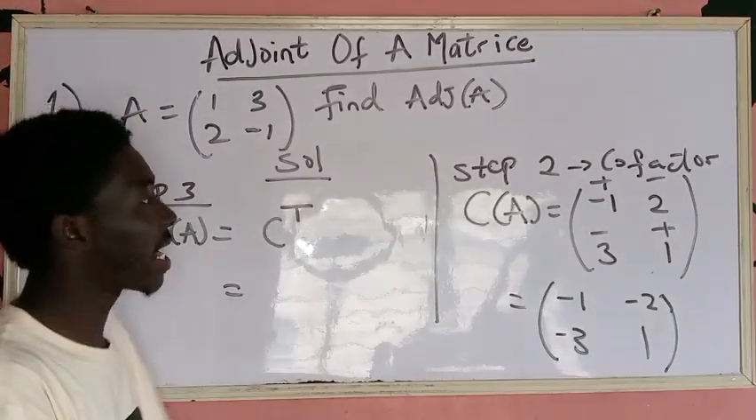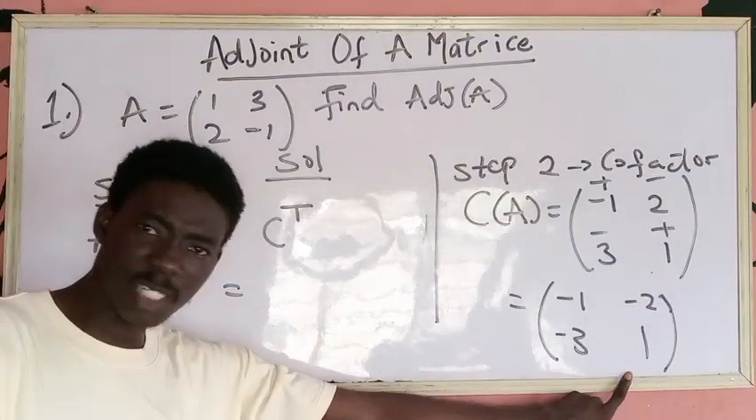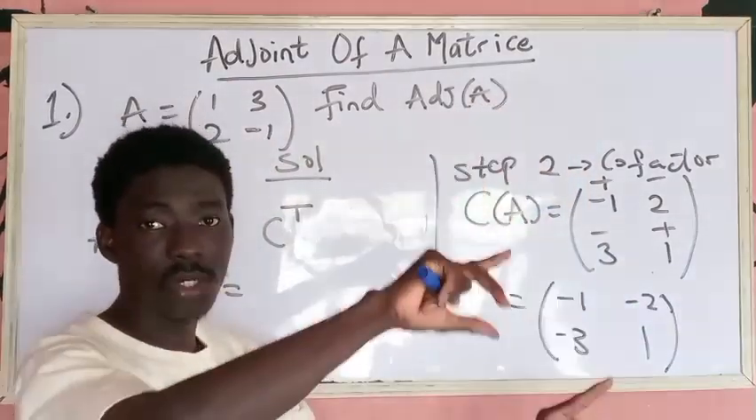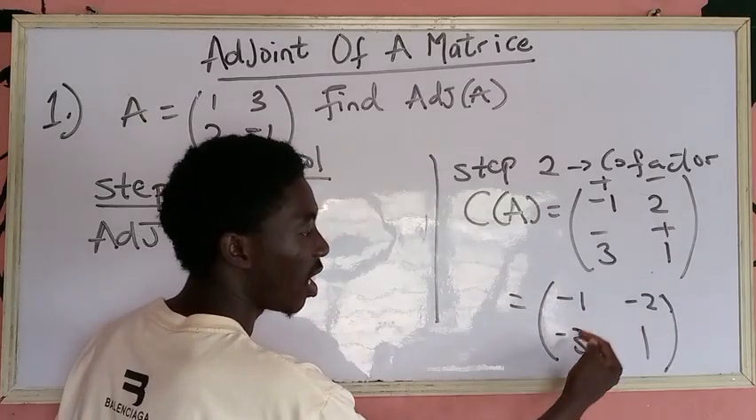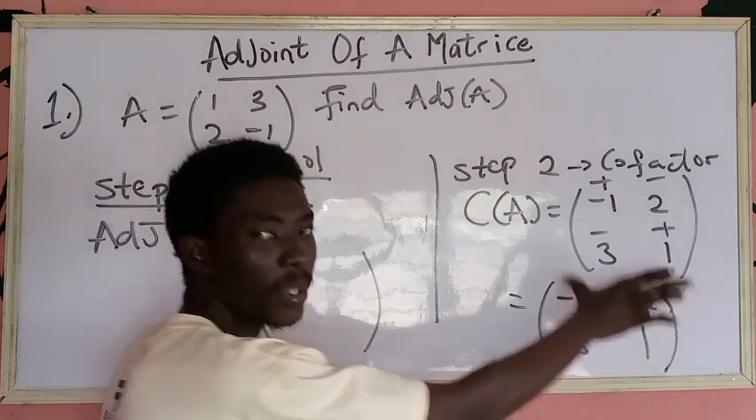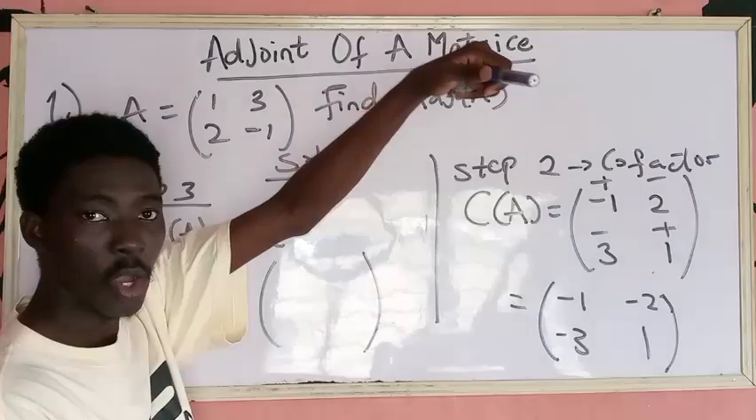So in that case, I know my cofactor, then I can find my adjoint. What's my adjoint? The transpose of the cofactor. That means I'll change the rows to columns. I have -1 and 1, it becomes the first column. The first row becomes the first column: -1 and -2.